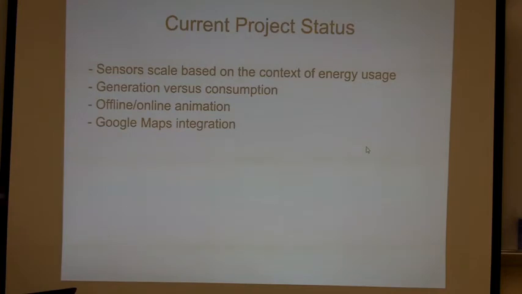The other thing is generation versus consumption. This is basically a color-coded scheme where green is energy generation and red is energy usage, and in between, orange and yellow is not using so much energy, compared to its context.